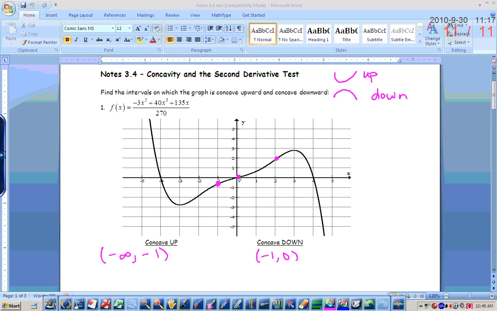And then between 0 and 2, we're concave up again. And between 2 and infinity, we're concave down. Up like a cup, down like a frown. Easy as 1, 2, 3.